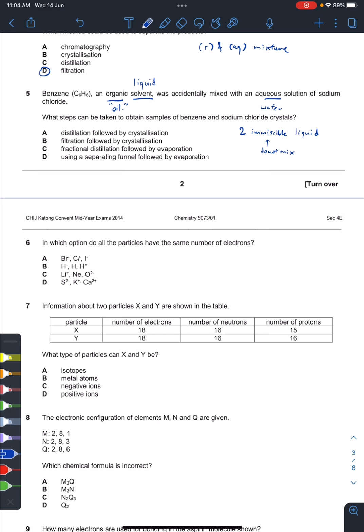So if that's the case, you'll use a separating funnel, then you'll evaporate to get the crystals. So it's important for separating questions to figure out what you have first. Yep, so that's the idea. Alright.